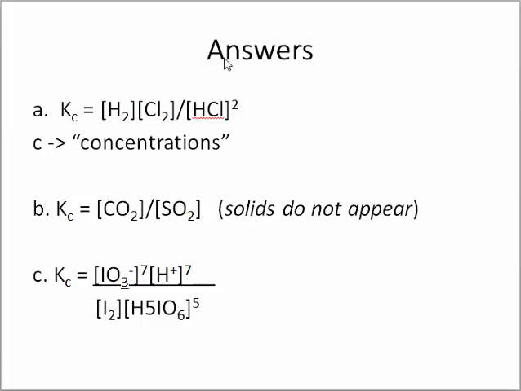For the three problems given, here are the answers. K is concentration of H2 times concentration of Cl2 over concentration of HCl squared. Here we see the power of 2 appear because of the coefficient of 2 in front of HCl in the balanced equation. Notice that the C that is used here, or a subscript that appears here, often means concentrations and appears in equilibrium expressions for gases.